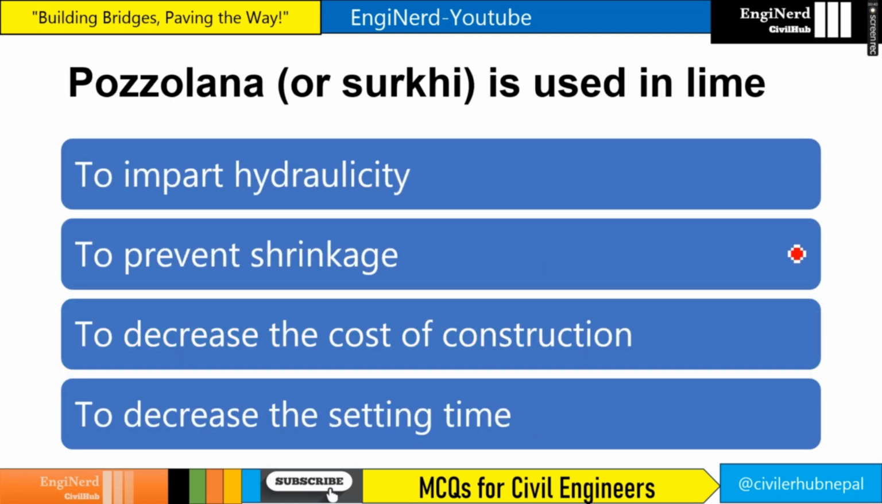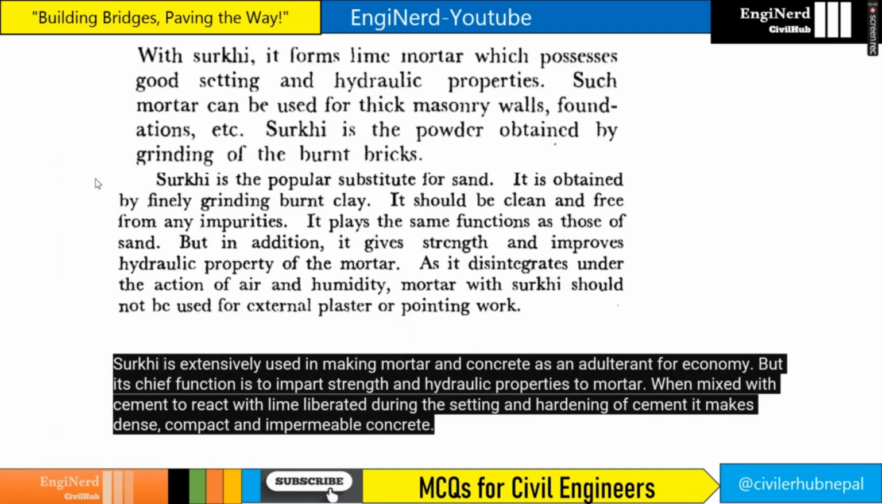Pozzolana or surki is used in lime to impart hydrophobicity. The first one is the answer. We see here, its chief function is to impart strength and hydraulic properties to mortar, right? Also, if you see, hydraulic properties, right?